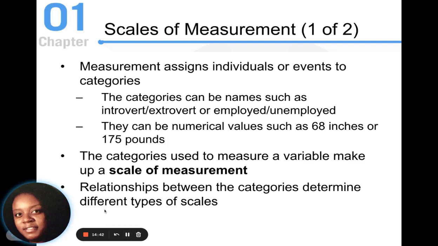We also can have different scales of measurement. Measurement will assign individuals or events to categories. Those categories can be names such as introvert or extrovert, employed or unemployed, happy or sad. They can also be numerical values such as 68 inches or 175 pounds. Those categories are used to measure a variable that makes up a scale of measurement. There can be relationships between the categories that help us determine the different types of scales we'll use.